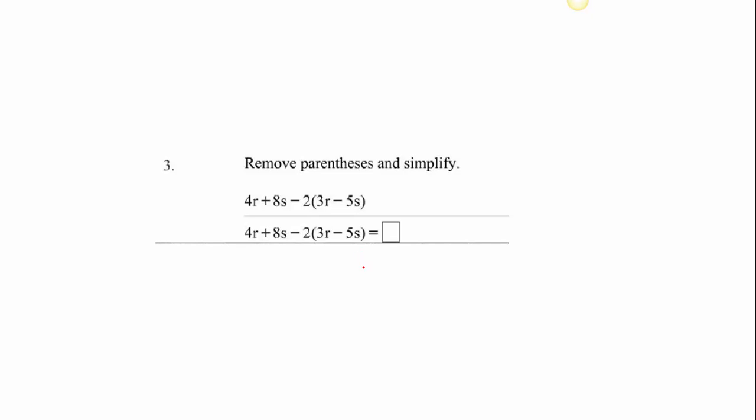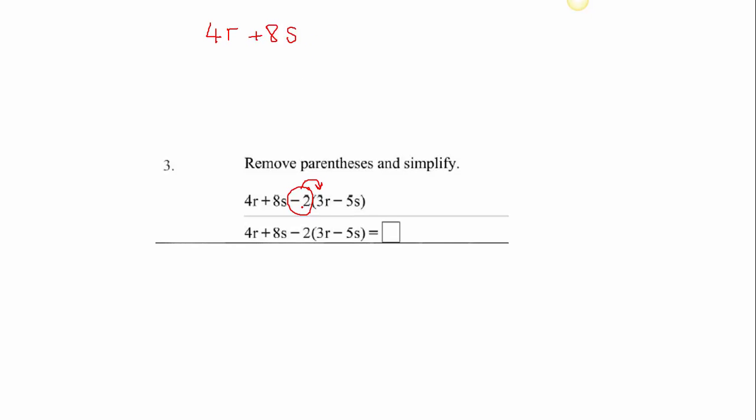Remove parentheses and simplify. Most students either multiply by the first term and forget about multiplying by the second term, or they don't multiply with a negative sign. So we have to distribute the negative 2. We don't distribute the 2, we have to distribute the negative 2. So let me write over here, we have 4r plus 8s.